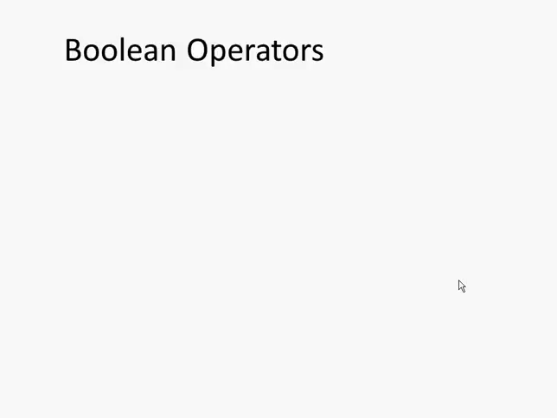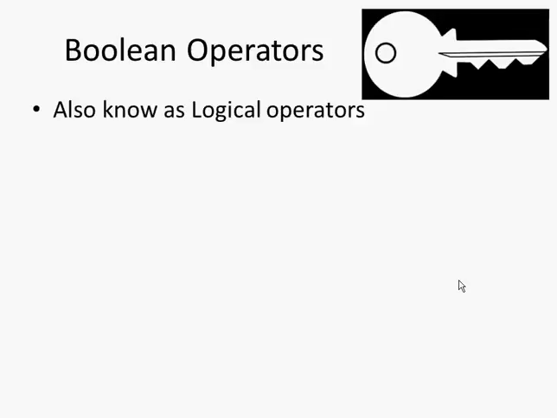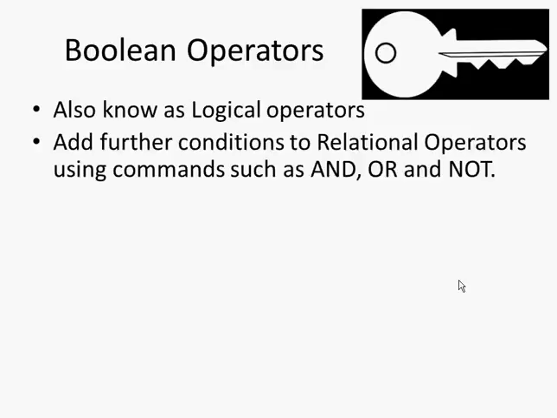So firstly, what do Boolean operators or Boolean operations mean when it comes to programming? Well, they're also known as logical operators because they help provide some extra logic to our programming. And these add further conditions to relational operators. In Boolean operators, we use commands such as and, or, and not. So if we're testing out a condition, we can use an and, an or, or even a not to add extra conditions to a test and have more than one condition being tested. Let's have a look at some examples.